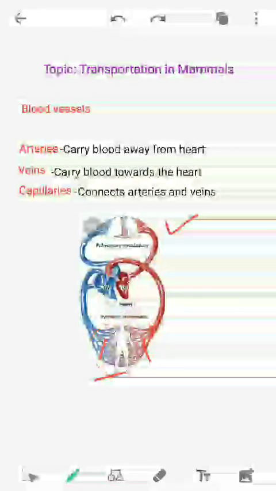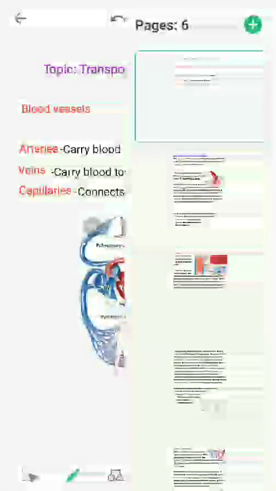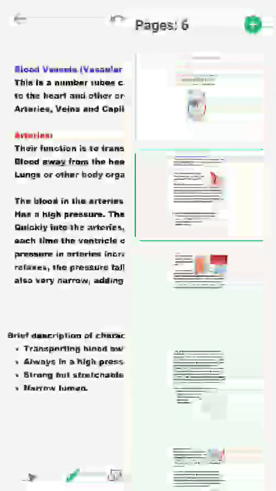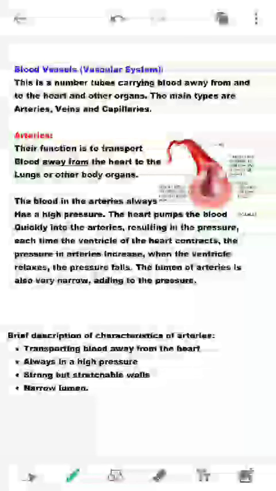Now moving on to the first blood vessel, which is the artery. Today we'll be only discussing the arteries. Okay, arteries. So arteries, as I already told you, are the blood vessels which carry blood away from the heart. As the heart pumps the blood, it goes towards the whole body.